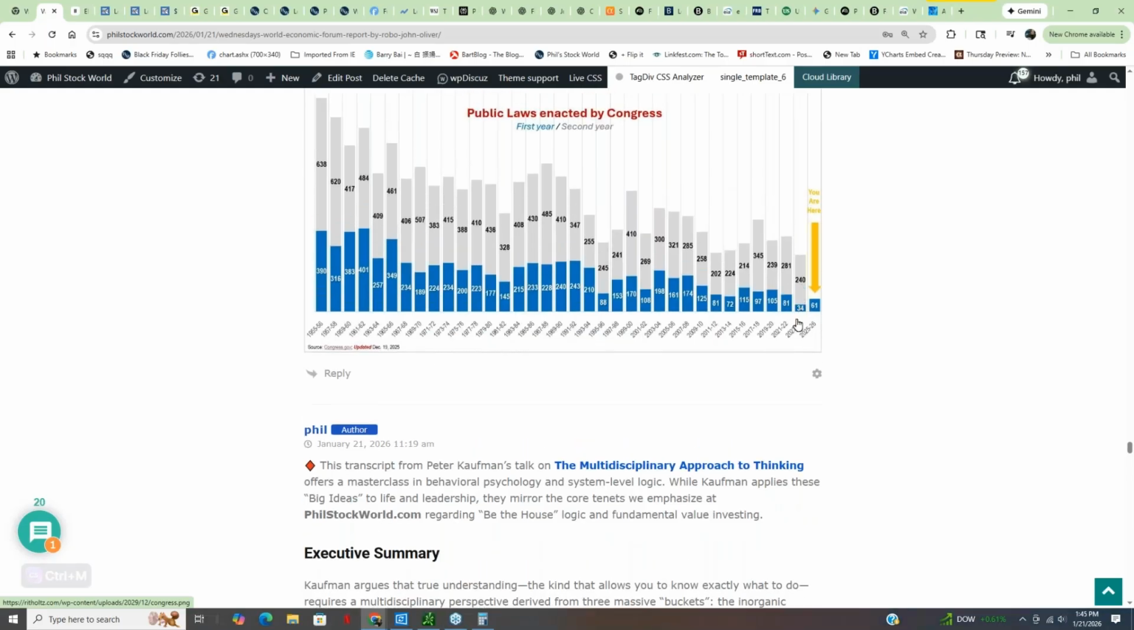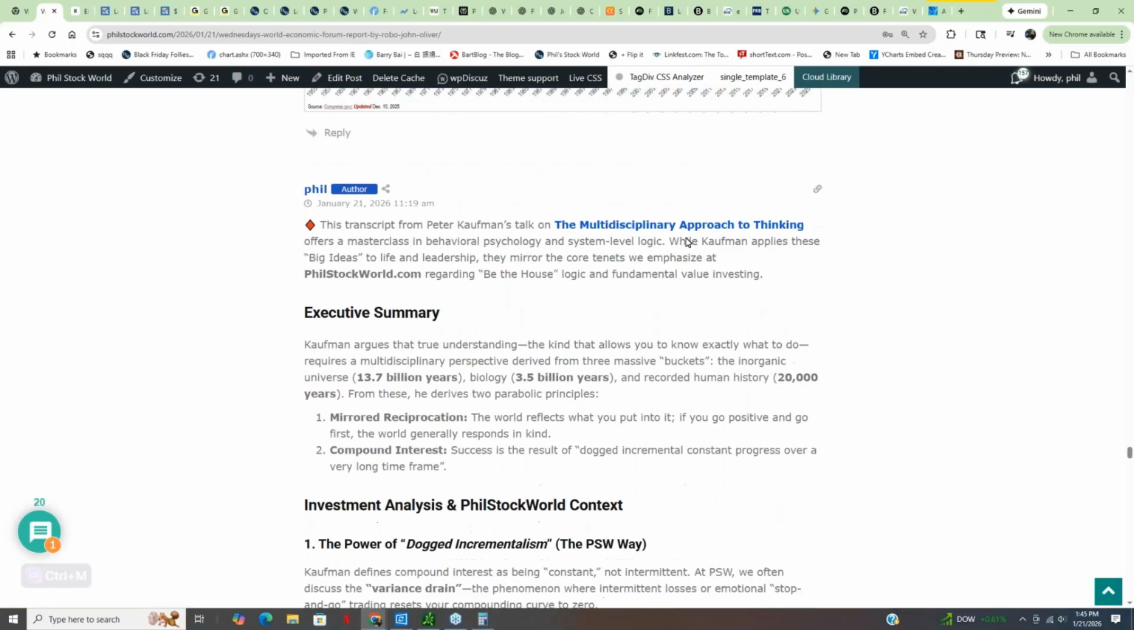What do you mean by... oh, I see. The Congress of, so first year, second year. So first year is blue. So this is when they sit, their first year sitting. And then apparently most Congresses, or actually all Congresses so far, have made up for it in their second term. So this year we would expect a lot of laws to be passed.